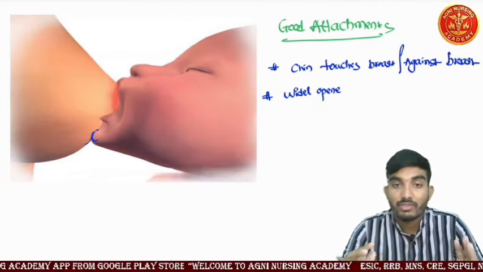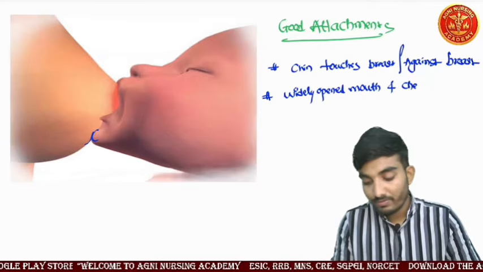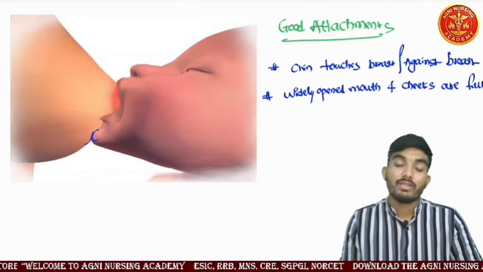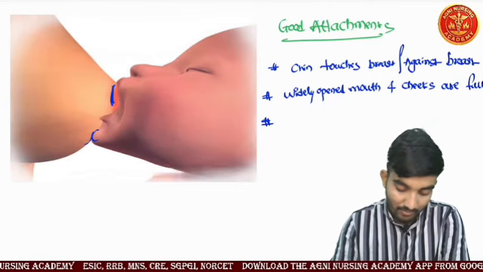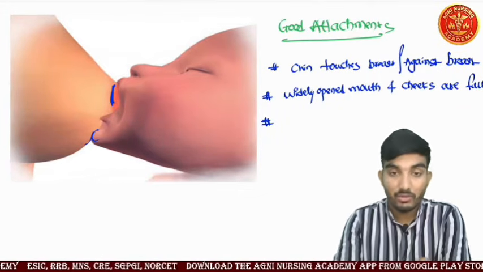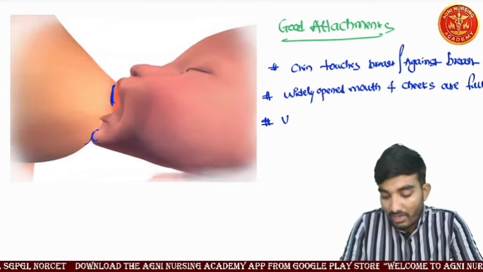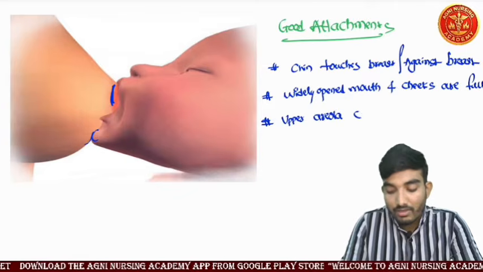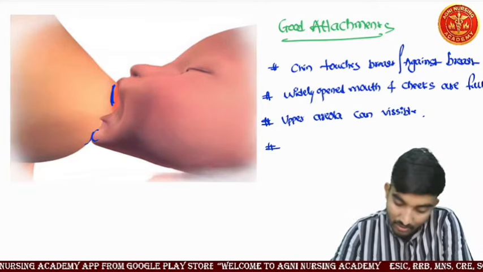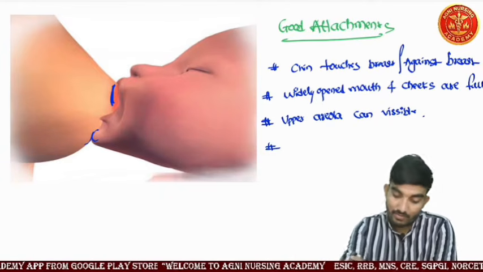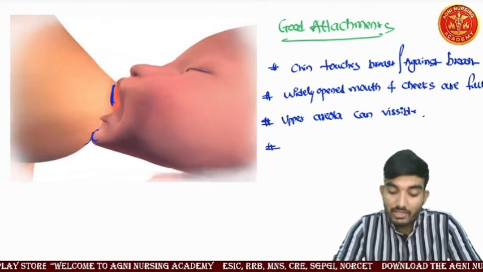Because of that, the mouth looks like a full, wide open mouth, and cheeks are full. Cheeks are full because the child is having milk in his mouth. And the third one, just observe the areola here. Upper areola is visible and lower areola is not visible. Almost all of the areola is present in the baby's mouth, but we can see the upper areola, not the lower areola. Lips observed, chin also observed, and areola also observed. The latching technique is very important during breastfeeding, and we have to feed the baby properly.